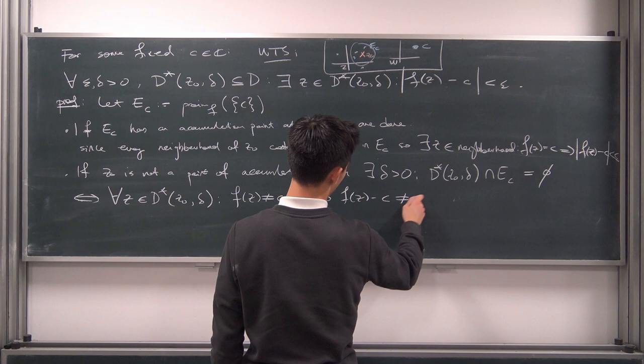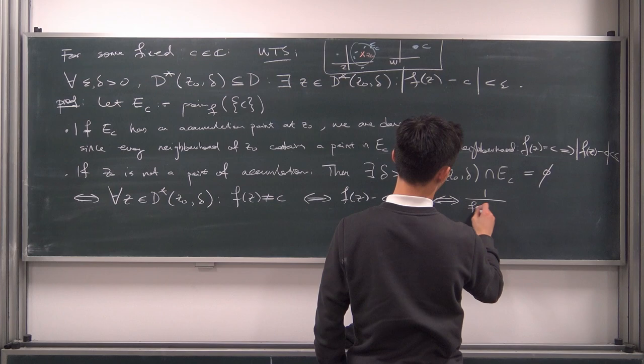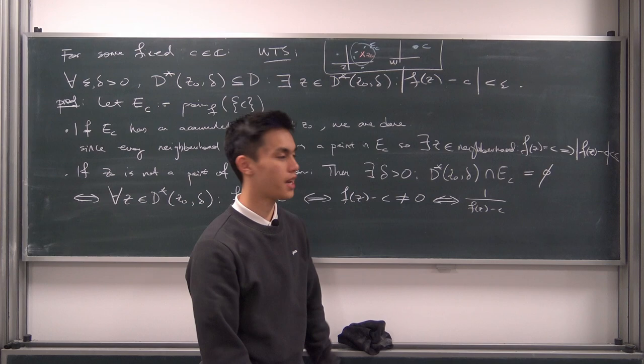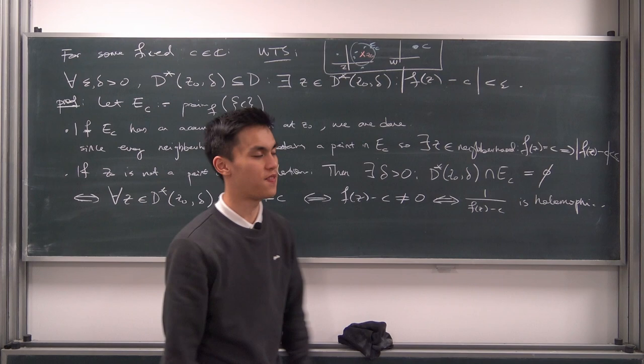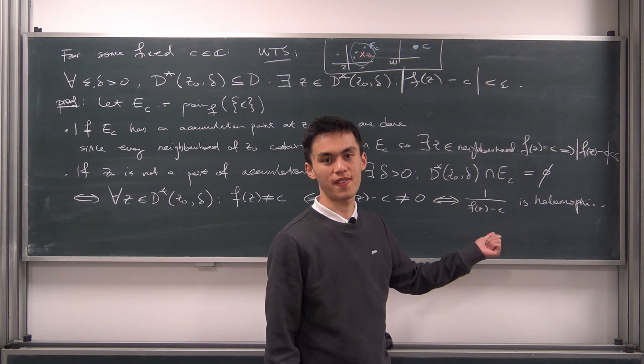But notice one thing: 1 over f of z minus c, because the denominator is never going to be equal to 0, we can divide, and this function that we get must be holomorphic. So it's going to be defined everywhere, and you can definitely differentiate it, at least on this open punctured disk. Okay, so if this is holomorphic, then we're going to use this fact to our advantage.